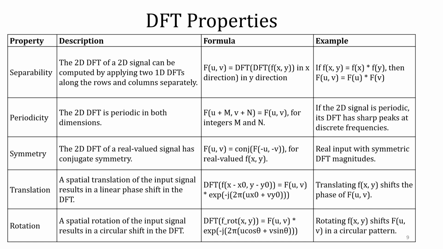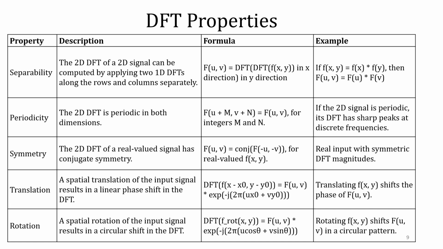Periodicity. Periodicity in the sense that if a time domain value is varied with a value called some capital M or N, the same will be varied with the transformed domain also. If the 2D signal is periodic, its DFT has a sharp peak at discrete frequencies. Symmetry. Suppose we have a real input with symmetric values, the DFT will also have symmetric magnitudes. Translation. Suppose a shift occurs in the time domain, the same shift will be applied in the DFT also.